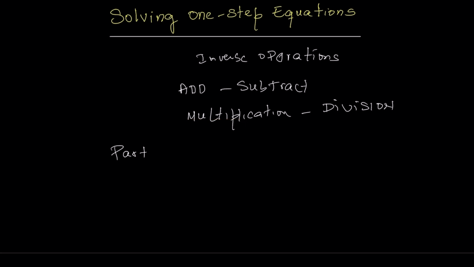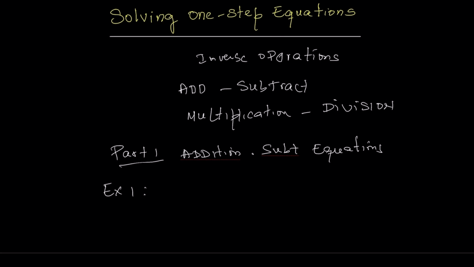Part 1. Addition and subtraction equations. Let's start with addition and subtraction. If something is added to x, we subtract it. If something is subtracted, we add it. Example 1. X plus 7 equals 12. To undo the plus 7, subtract 7 from both sides. X equals 12 minus 7, x equals 5.